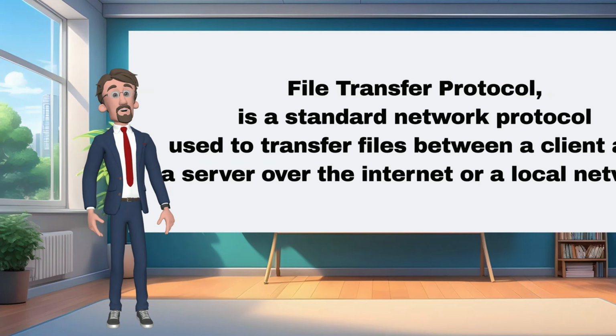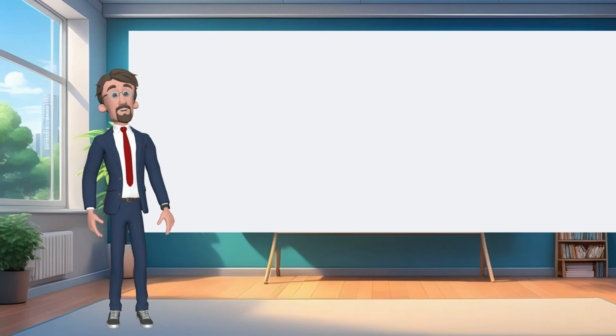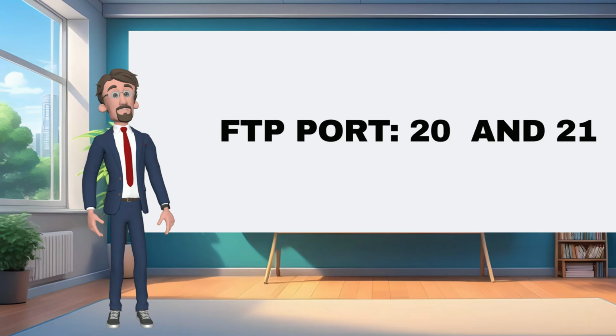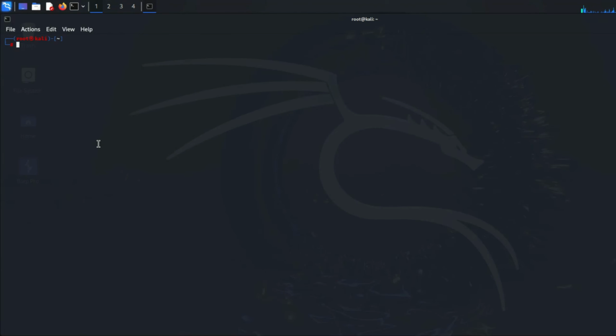FTP typically operates on two ports. Port 21 for command control and port 20 for data transfer. Before starting the exploitation, we have to identify whether the machine is up and the FTP port is open. We can see here the machine is available.